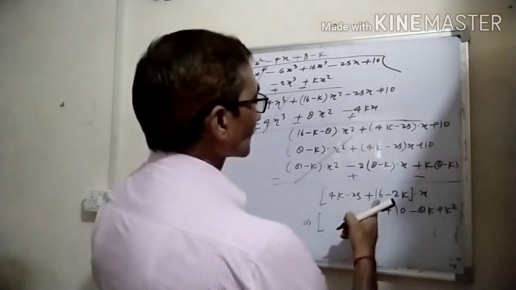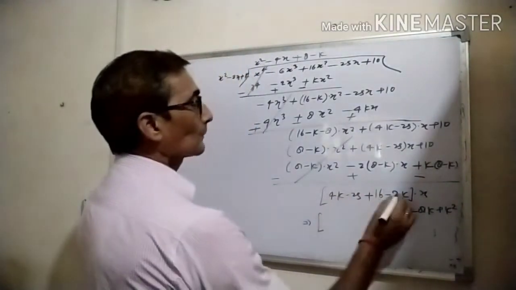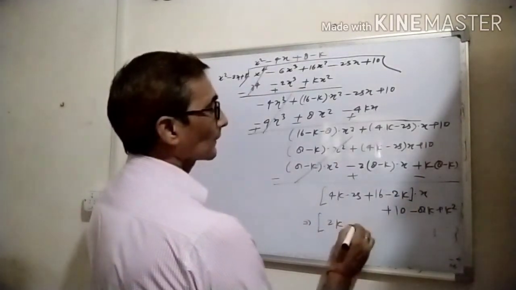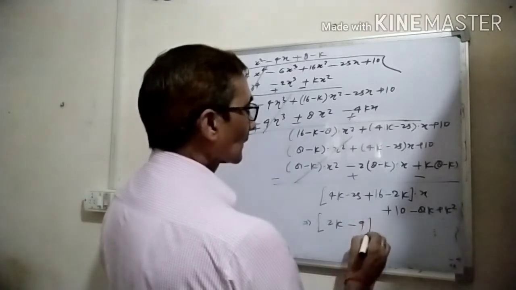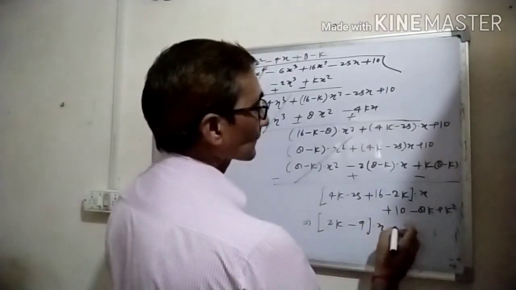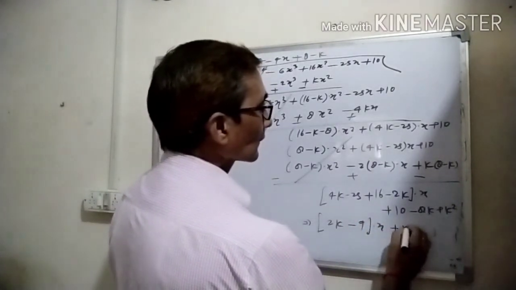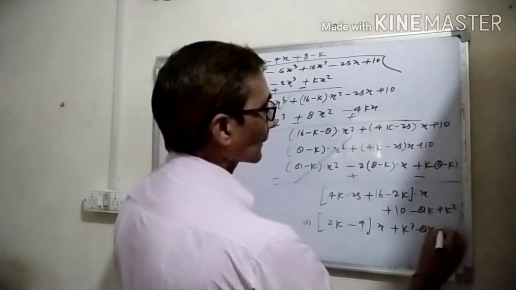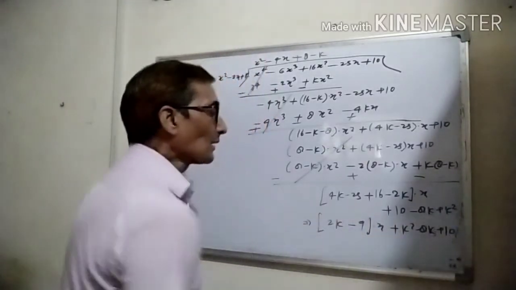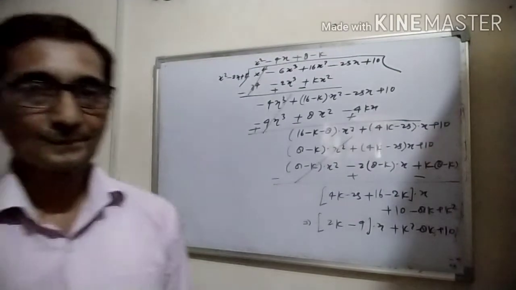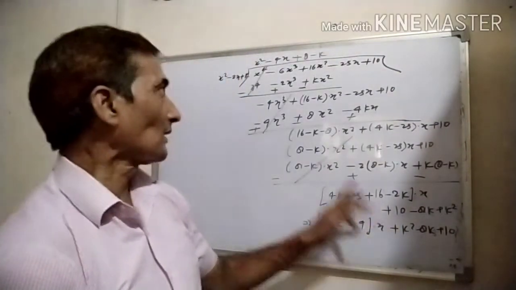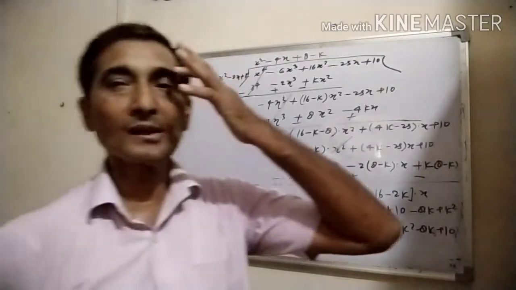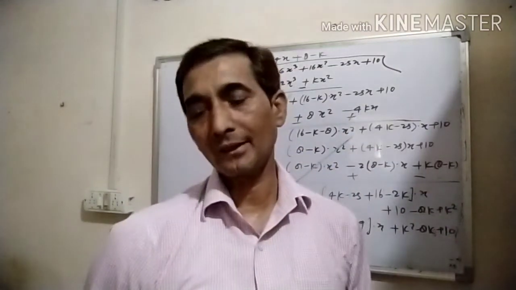After 4k minus 2k, that is (2k minus 16 minus 9) into x plus k square minus 8k plus 10. And this is your remainder. Because the degree of x is less than the degree of x square, so it is the remainder.